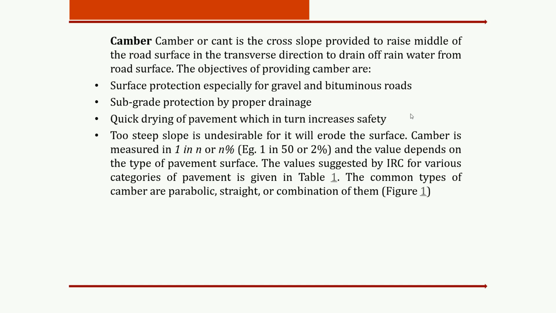Then what are the various objectives, and why are we providing the camber? The objectives are as follows. The surface protection, especially for gravel and bitumen roads. Subgrade protection by proper drainage. Quick drying of the pavement, which in turn increases safety. Basically, if there is continuous water on the road, it is very harmful. There will be skidding and slipping of the various vehicles. So to avoid all this, when we are providing the various designs for the road, we have the provision to provide the camber, a cross slope at the middle surface of the road.